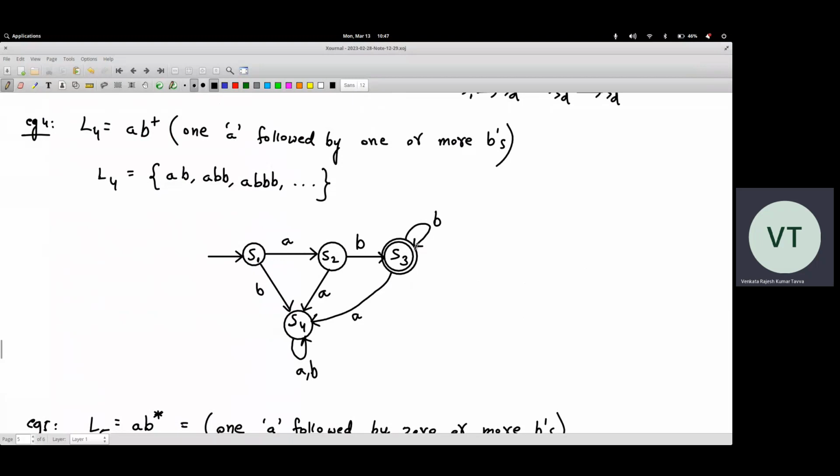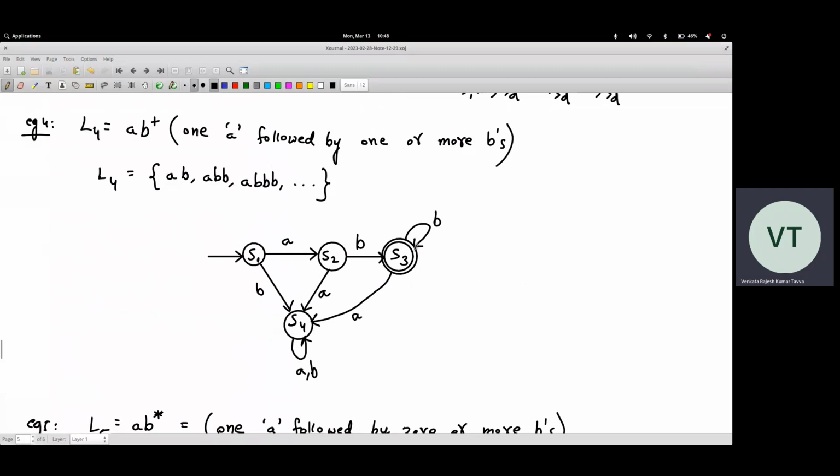In S1, you haven't seen any symbol, be it A or B or whatever. But if you have seen at least one A, you go to S2. So if you are in S2, it means you have seen one A. That's what the meaning of S2 is. And now the next step is you should see at least one B. But if you are in S2, it's not like you have seen a B. You have only seen one A. That's what S2 means. If you see a B, now you go to S3.